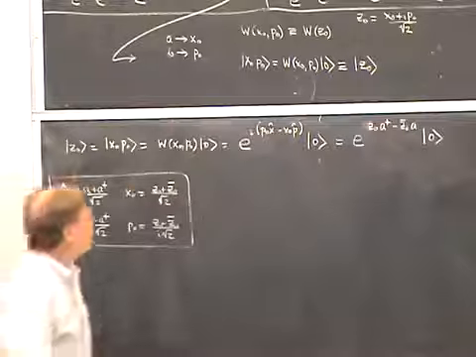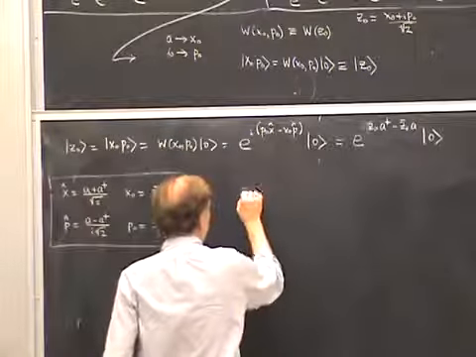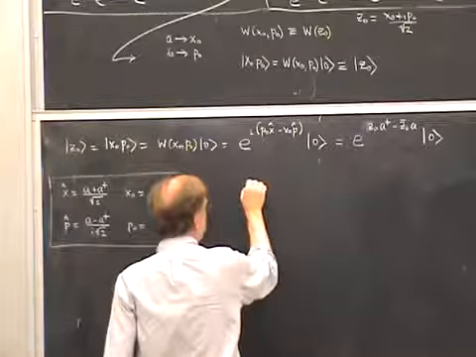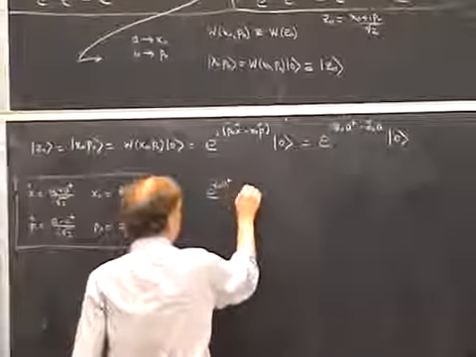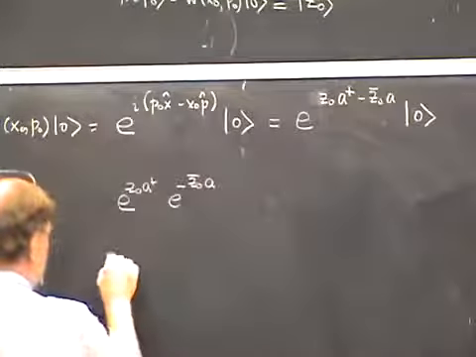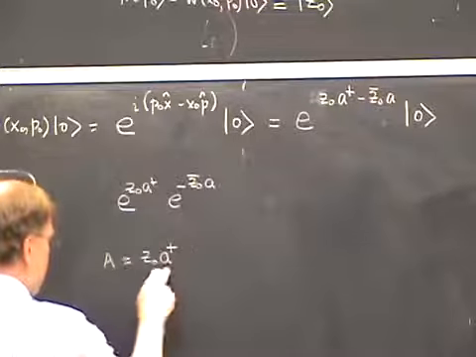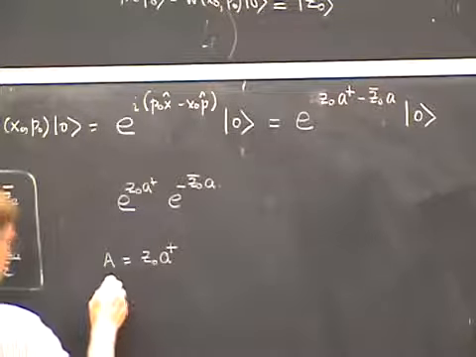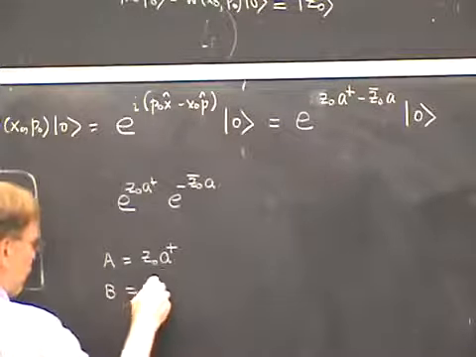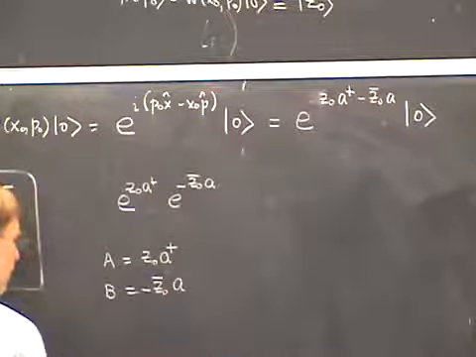So this is what we need to evaluate now. For this purpose, I'm going to use Glauber's theorem again. Let's consider the product e to the z0 a dagger times e to the minus z0 bar times a. And let's let our first operator capital A be z0 times the creation operator a dagger. Capital B is equal to minus z0 bar times the annihilation operator a.